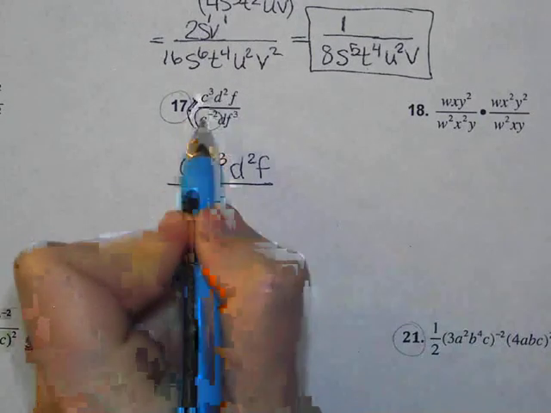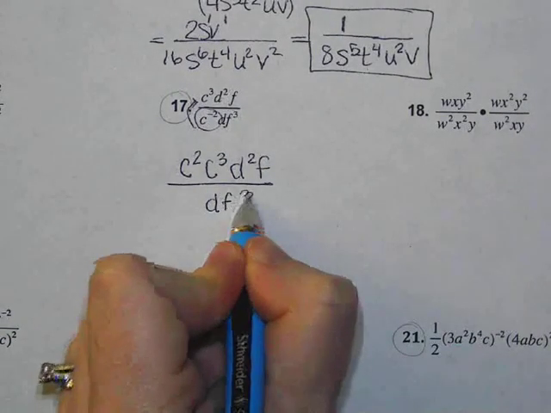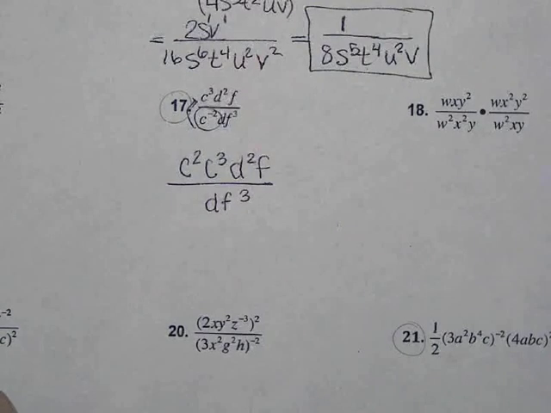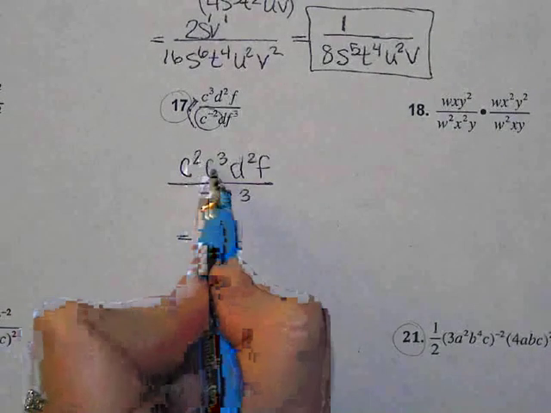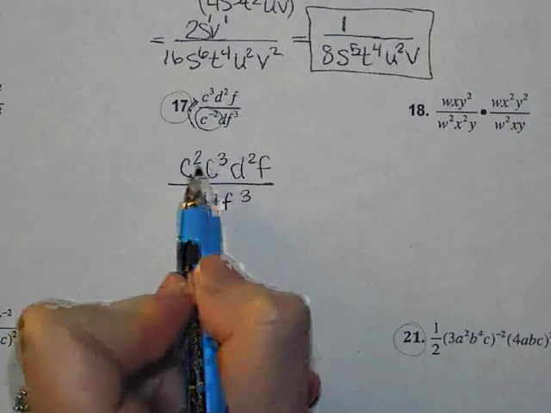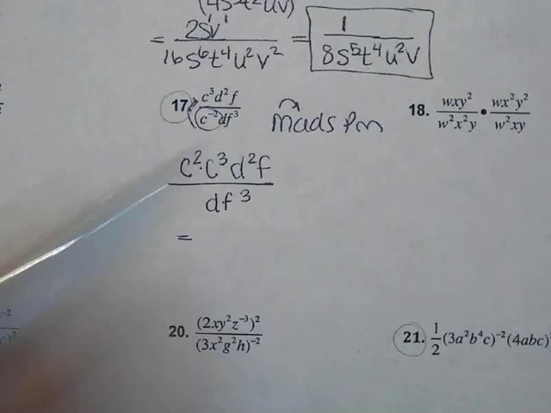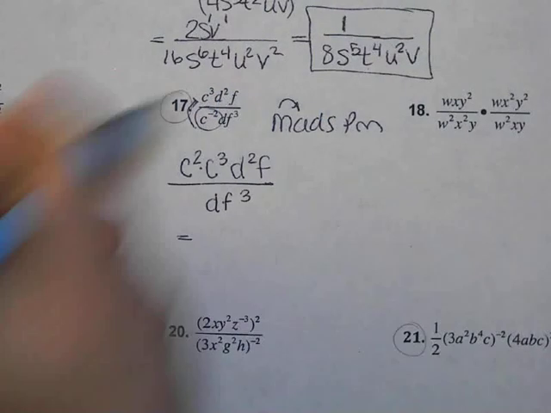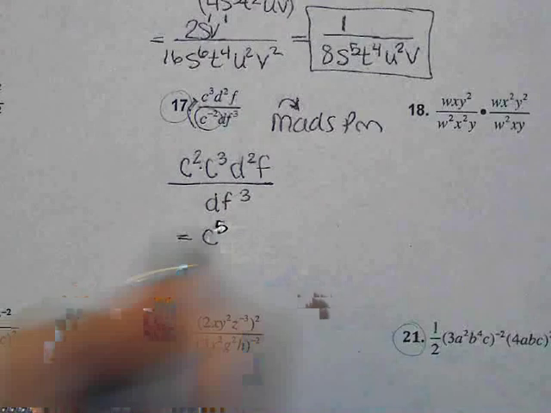Same thing on top, I just moved that c squared up there, and what's left on the bottom is d f cubed. Okay, now I'm going to simplify and combine my like terms. C squared and c cubed are on the same line, which means they're being multiplied together. According to PEMDAS, when I see multiplication, I'm going to add my exponents. So that would become c to the fifth.